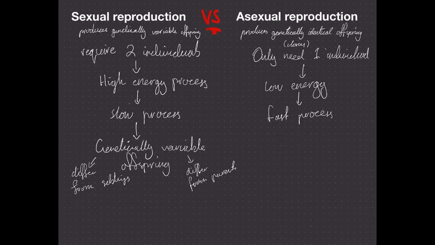With our asexual reproduction, we produce genetically identical offspring, of which we're going to refer to here as clones. They'll be the same as siblings, and the same as parents. Or same as their parent, sorry.